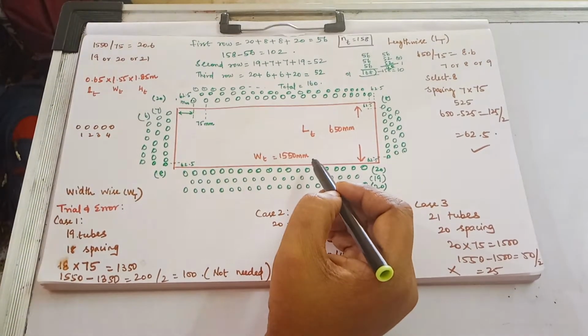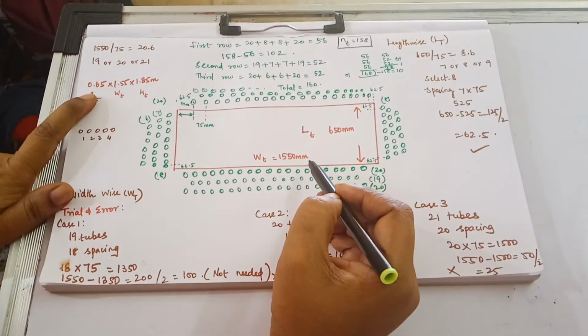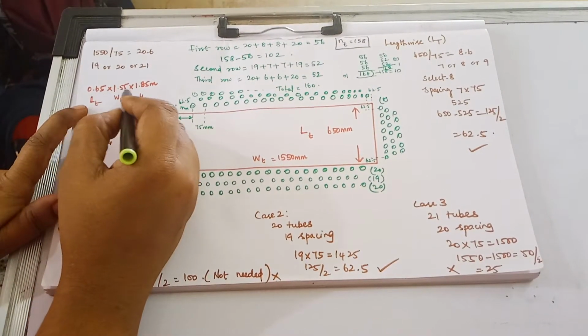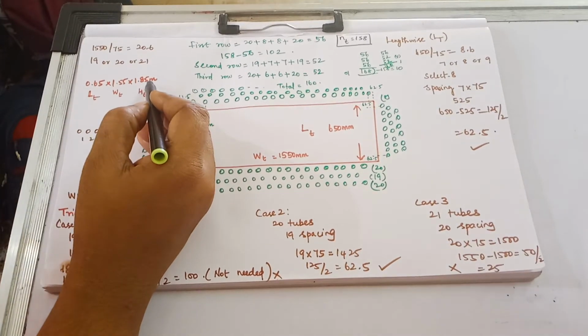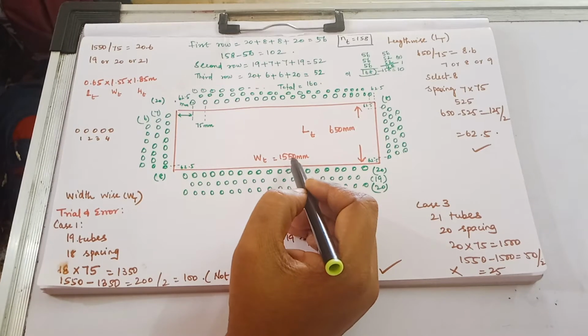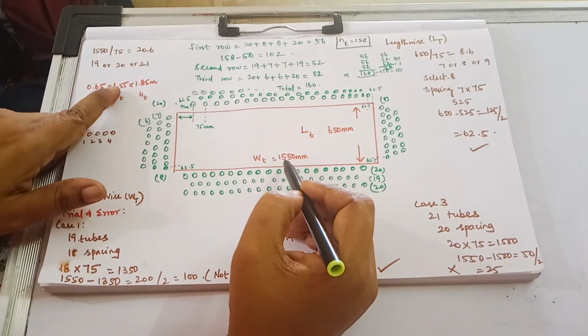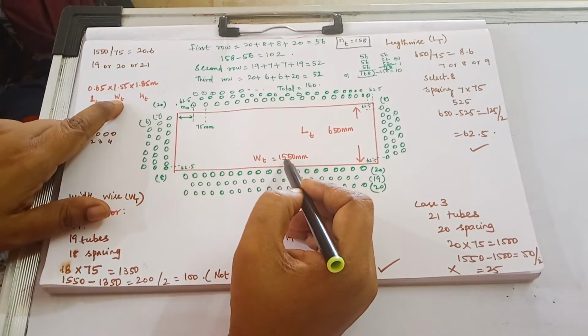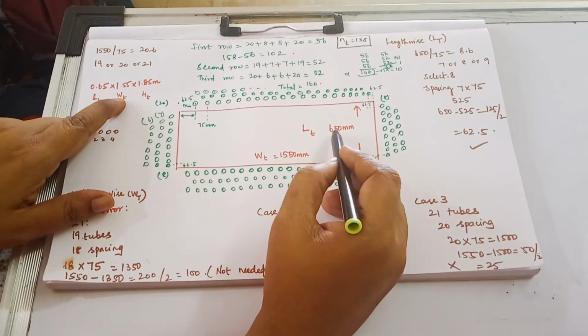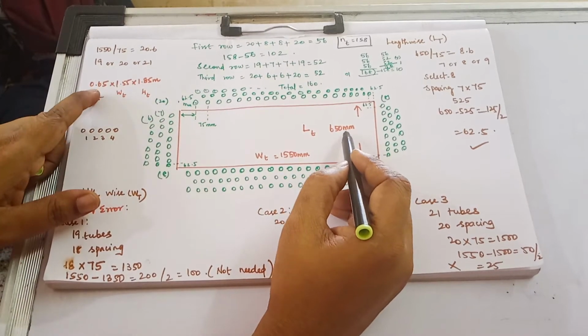The given dimensions are 0.65, 1.55, 1.85 meter. This is in meter; here I have represented it as mm. So the width of the tank is 1.55 meter, here 1550 millimeter. Similarly, 650 millimeter.